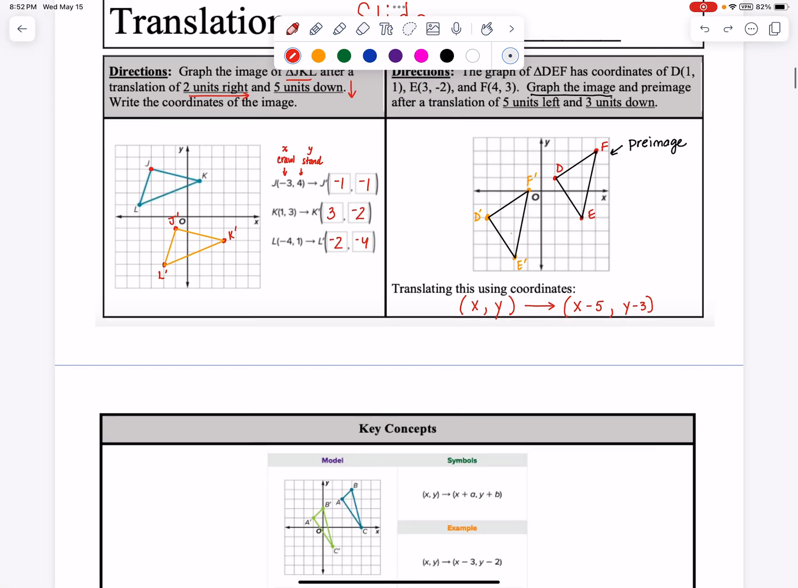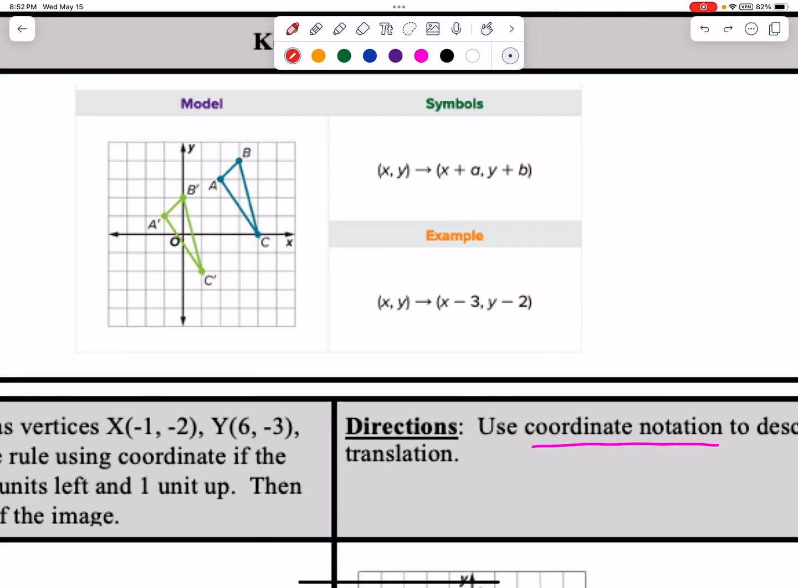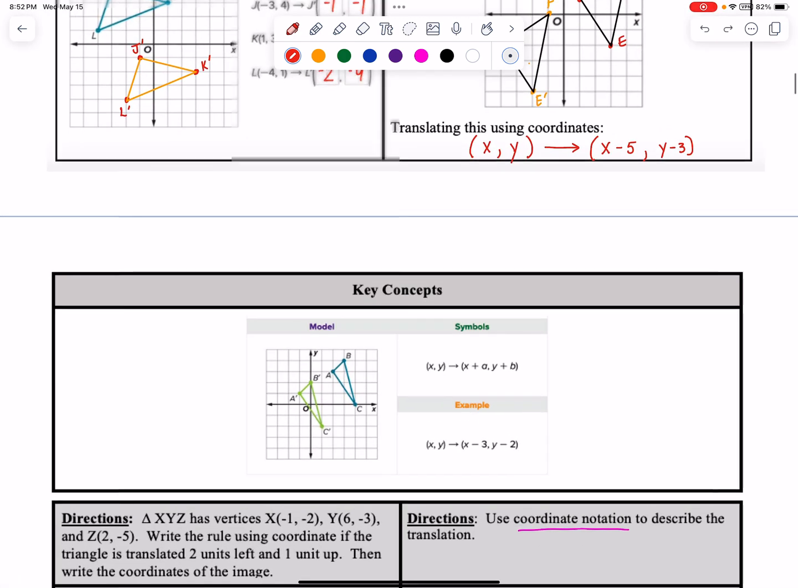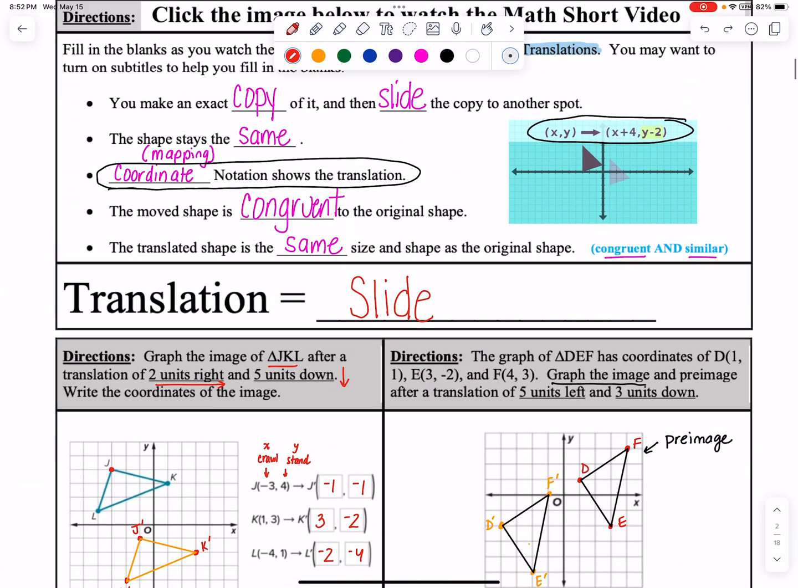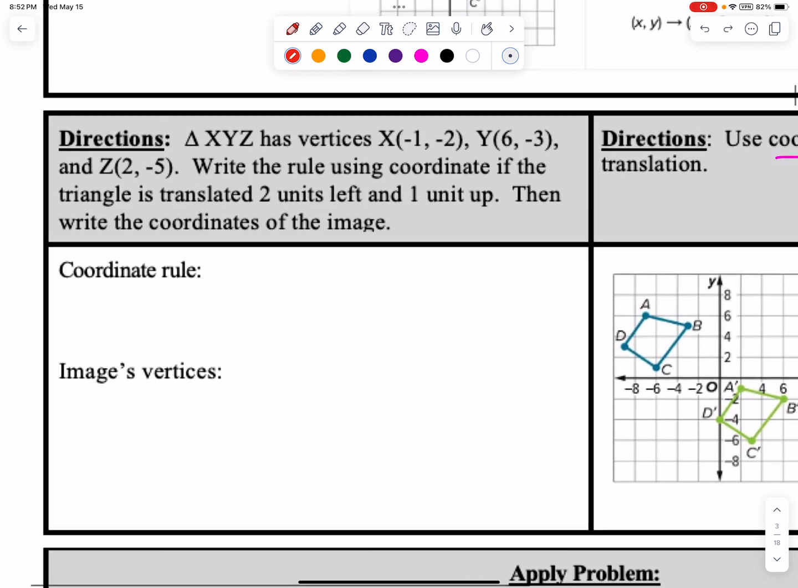So there's one little piece that you want to remember. Okay, and there's some examples again for you to look at that template of how to show that coordinate notation, we're calling it. Okay, so let's go ahead down here and continue practicing this.